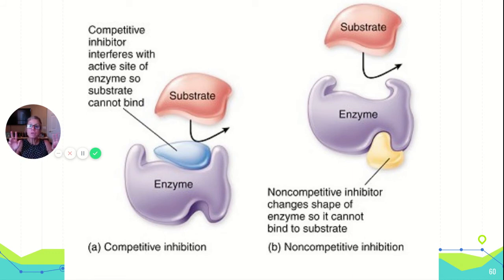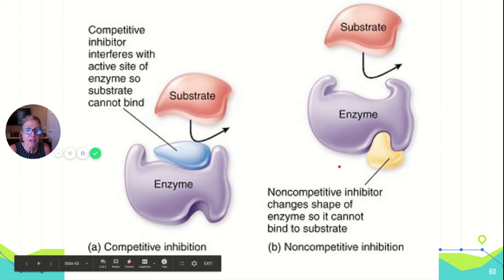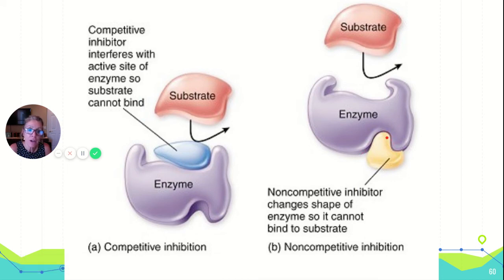Now, there are two categories of inhibitors, a competitive inhibitor and a non-competitive inhibitor. If you notice, they both have the word inhibitor, so they're still inhibiting either way. But look at what a competitive inhibitor does right here. It's binding to the active site. It's competing, that's why it's called a competitive inhibitor. It's competing with the substrate for the active site. Whereas a non-competitive inhibitor binds to a secondary allosteric site over here.